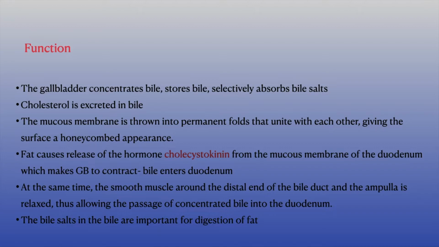Fat causes the release of the hormone called cholecystokinin from the mucous membrane of the duodenum, and this makes the gallbladder contract and bile enters into the duodenum. At the same time, the smooth muscle around the end of the ampulla of Vater relaxes, allowing the flow of bile. The bile salts in the bile are important for the digestion of fat.